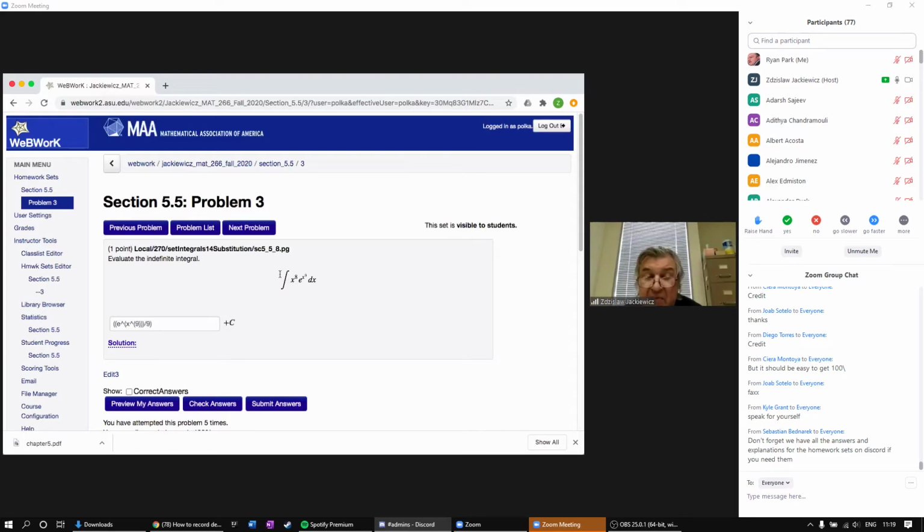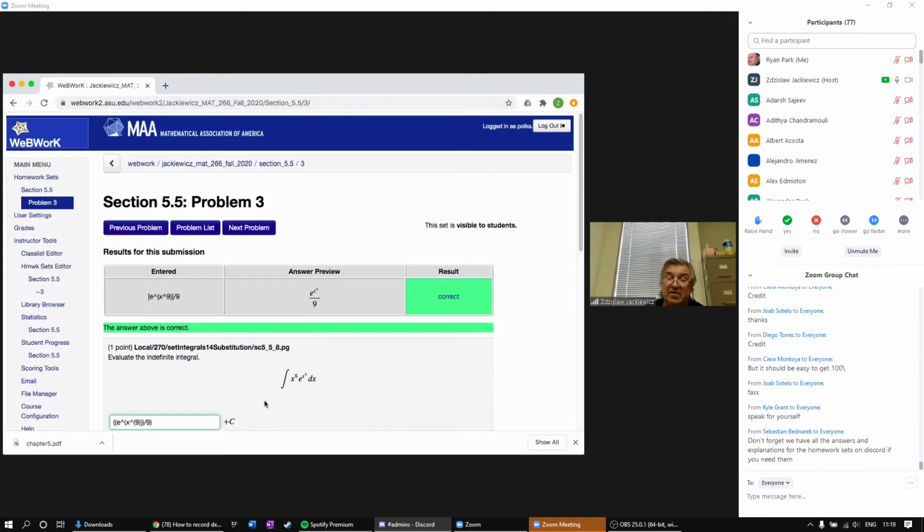You put here 9, 1 over 9, and then you have 1 over 9 e to the power u, so it will be 1 over 9 e to the power x to the power 9. So that's what's written here. Correct.